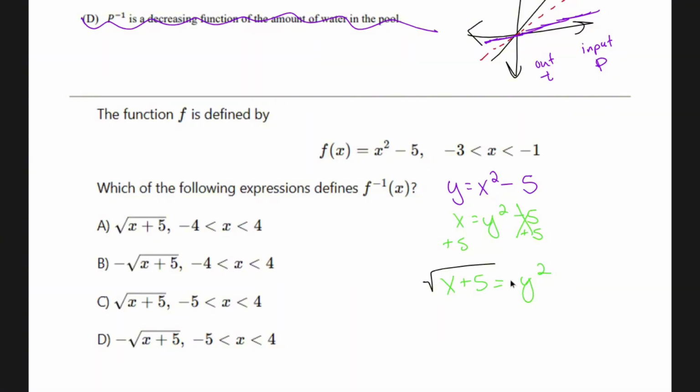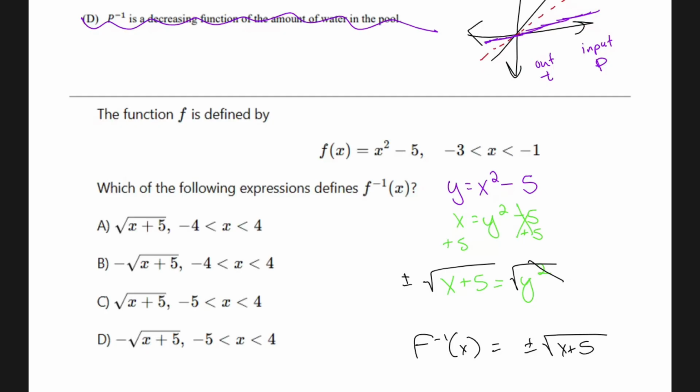Now, normally we'll get there. Normally it would be a plus or minus, but we'll explain it. Okay, normally it's plus or minus. So if we make that y equals, we'll just change it to f inverse of x equals positive or negative square root of x plus 5. Now this is where we have to really pay attention to the domain here.